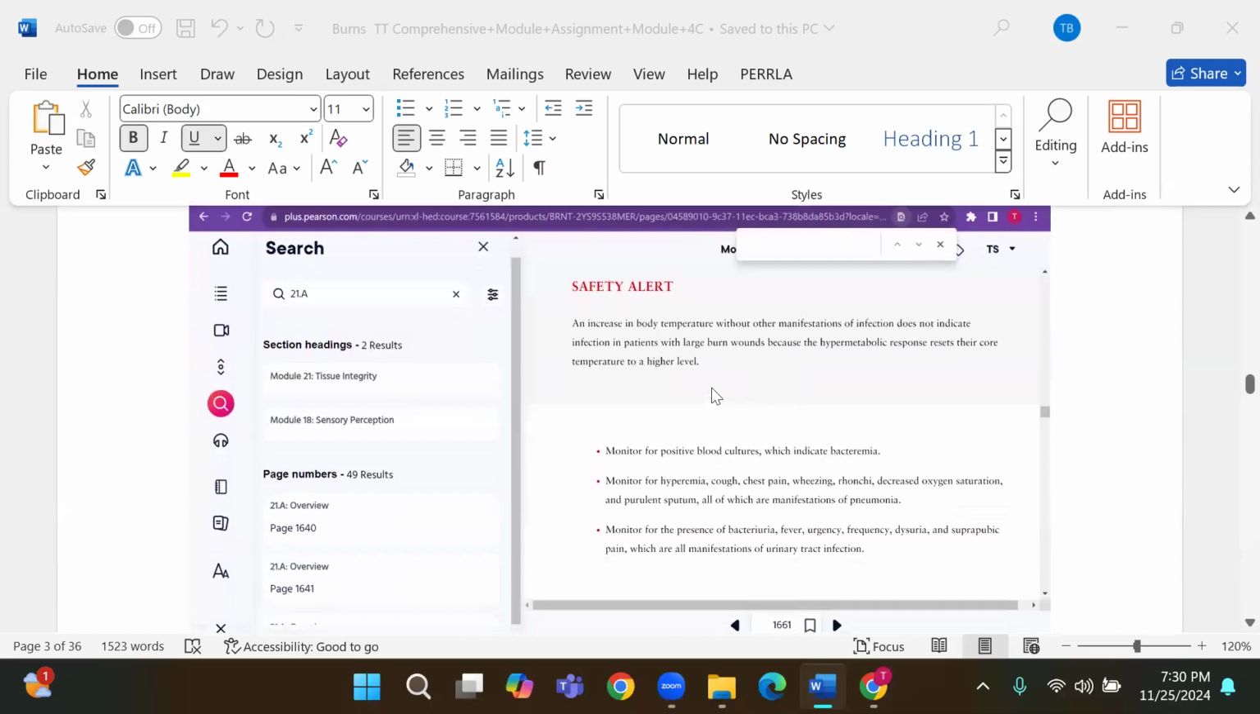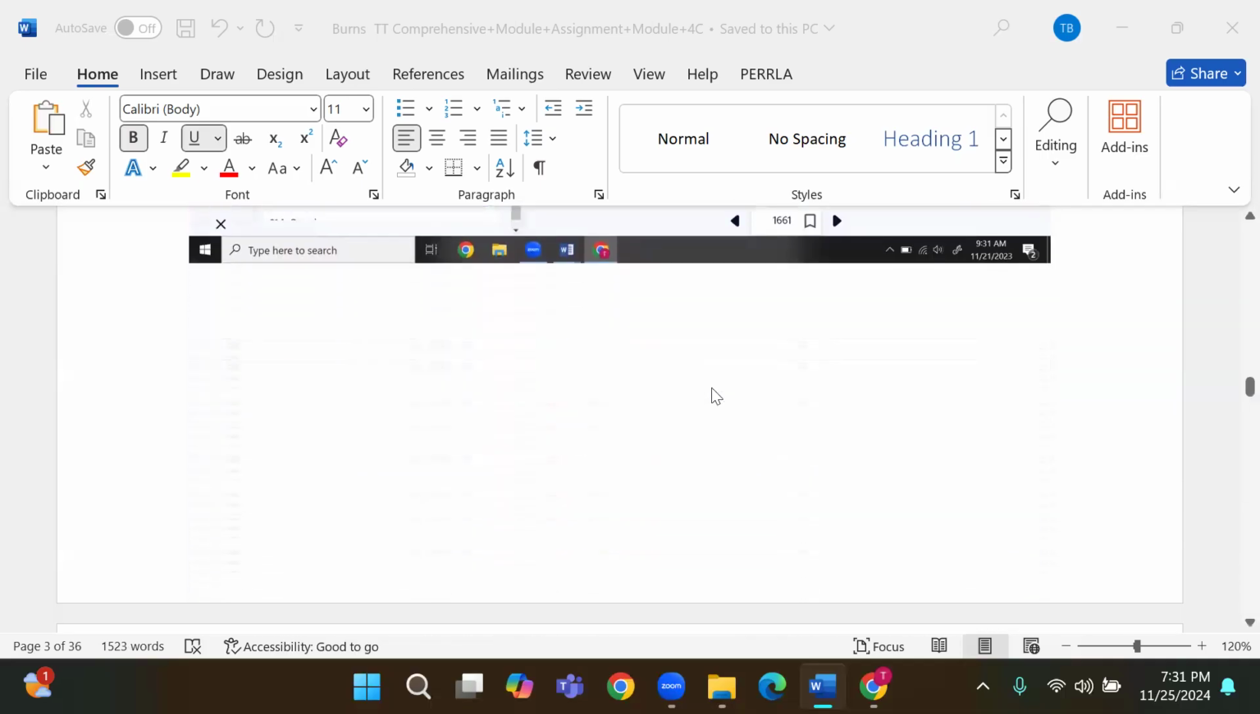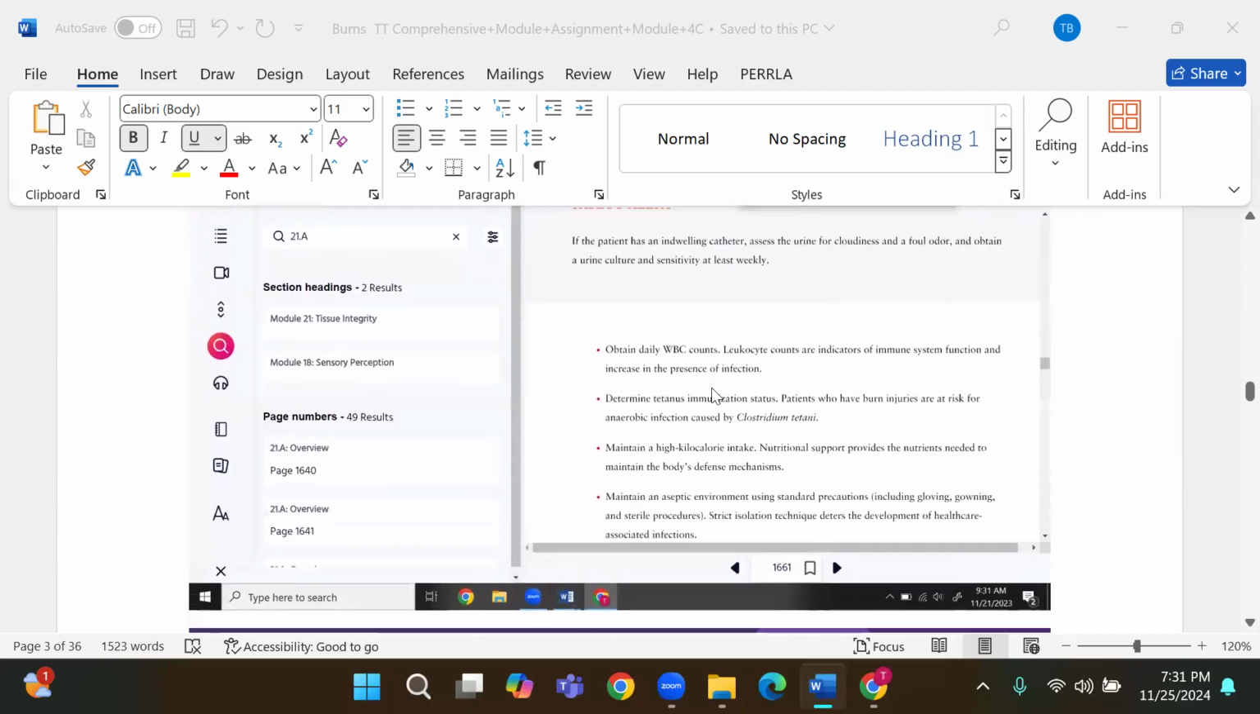I do want to do safety alerts because those sometimes show up as questions. An increase in body temperature without other manifestations of infection does not indicate infection in a patient with a large burn. It could be septic shock, probably. It says that because their hypermetabolic response resets their core temperature to a higher level. So remember, they're going to go higher in their temperature because they're in a hypermetabolic state. But remember what it said: if it rises too fast, it could be shock, right? And so we have to watch for that bacteria there. Okay, so let me go on.